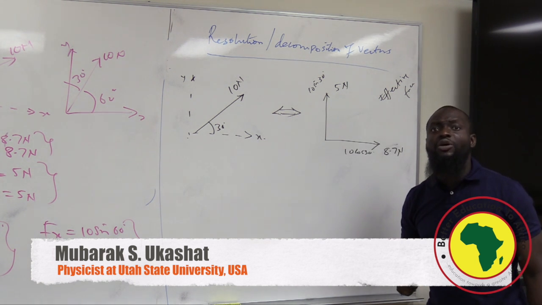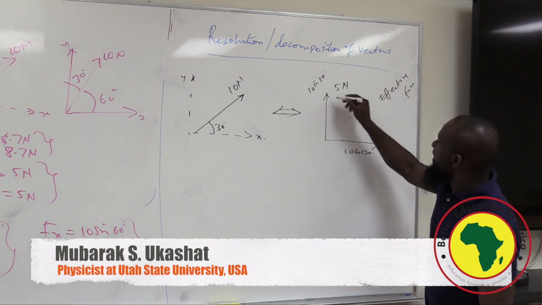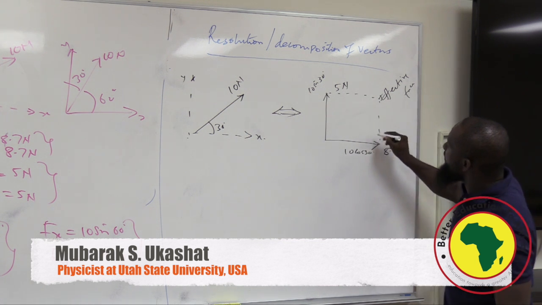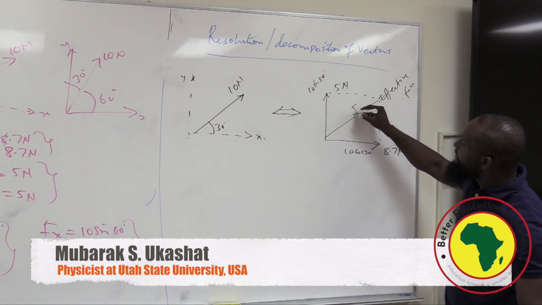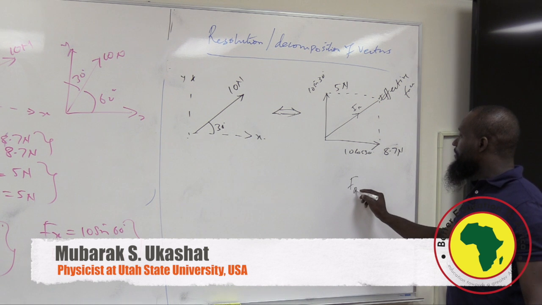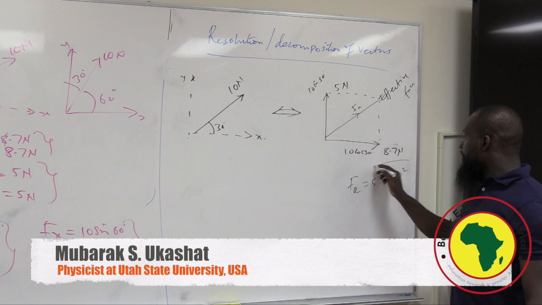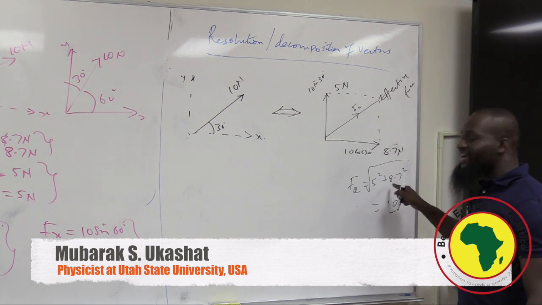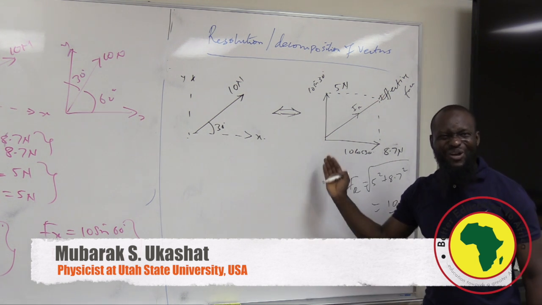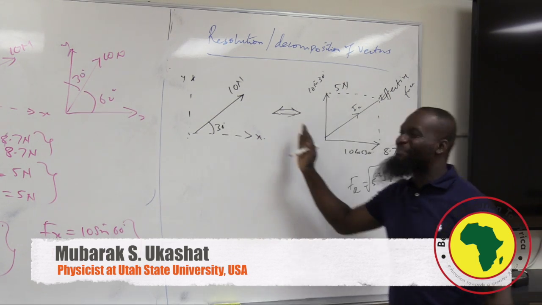Like I said, you are summing wrongly. Don't forget, when we sum like vectors, we have to complete this like a parallelogram and draw our net FR. So FR will be 5 square plus 8.7 square. When you take the square root of that, it will give you 10. This is the right way to sum. So when you sum it the right way like vectors, that is when you get back the 10.